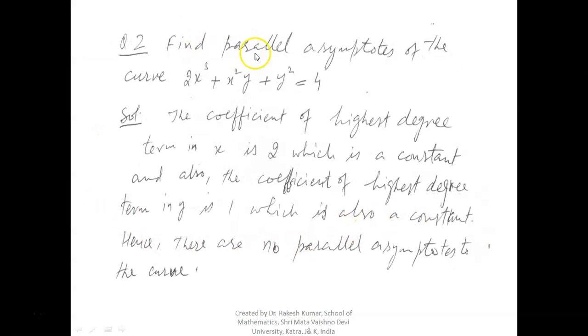Coming to question number 2, find parallel asymptotes to this curve. Here see, what is the coefficient of highest power of x? That is 2 only, a constant. Similarly, what is the highest power of y? That is y square. And what is the coefficient of this? This is 1. So in this question we see that the coefficient of highest power of x as well as the coefficient of highest power of y are constants. Hence there are no parallel asymptotes to this curve.